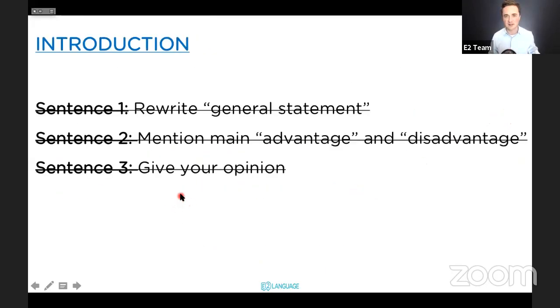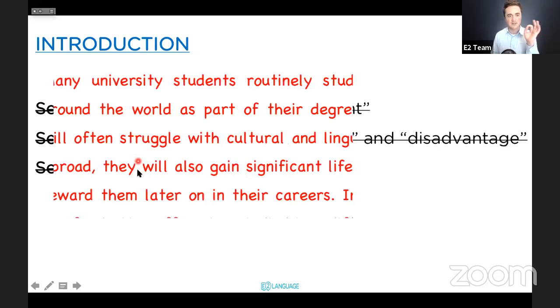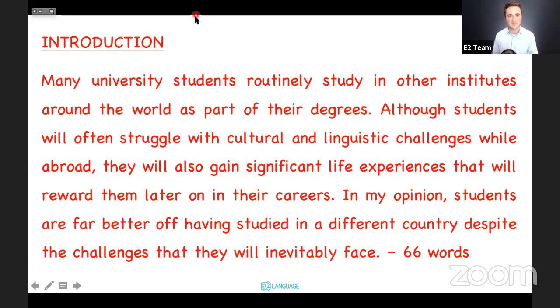We have just written our introduction, 3 sentences. First one, we rewrote the general statement. Second one, we mentioned the advantage and disadvantage. Third one, we gave our opinion, and it's a beautiful introduction. It looks like this. I'm going to read it to you.